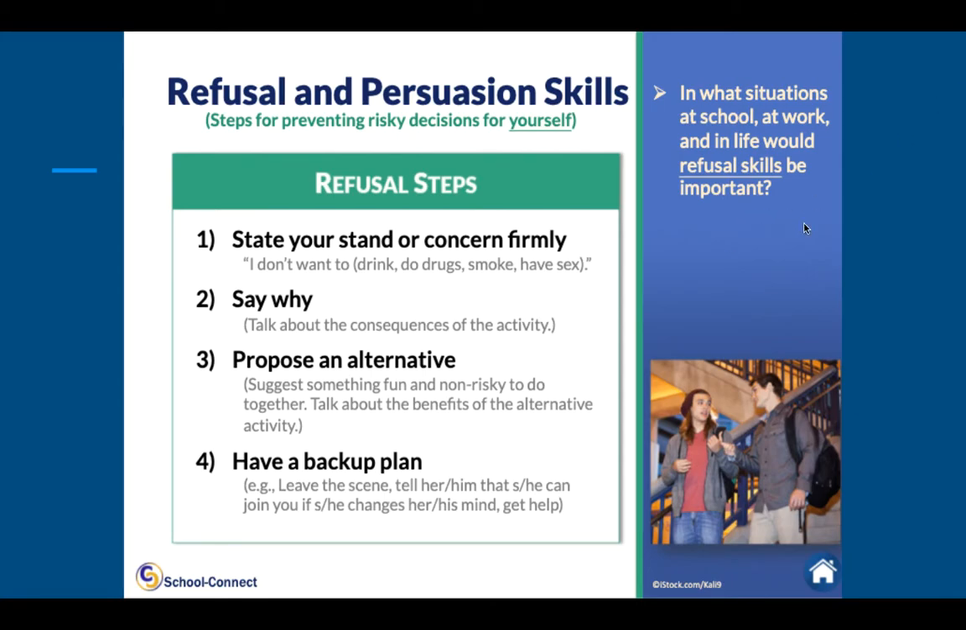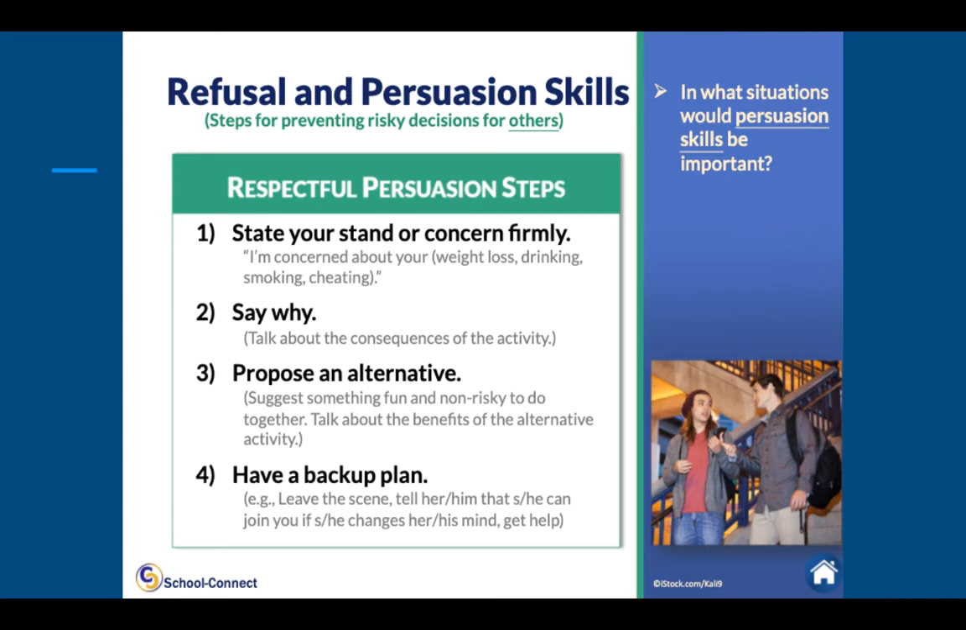Off here to the side, it says, in what situations at school, at work, and life will refusal skills be important? So remember that, especially once you get into parties or just in general. Think why some refusal skills might be important. Now, the next slide after that is steps of how to prevent risky decisions for others, respectfully persuading people.